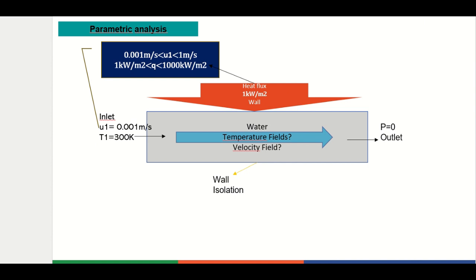In this slide, you can see the geometry of this project that consists of fluid flow of water inside a canal with this velocity inlet and temperature inlet that is exposed to the heat flux here. So the main goal is to calculate the temperature and velocity fields inside this geometry and also evaluate the variation of heat flux and velocity inlet on these parameters.